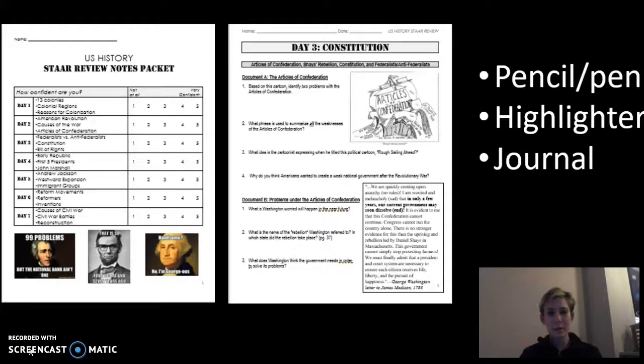Hi guys, welcome to day 3 of your STAAR review. Before you get started, make sure that you have your long-term notes packet, your day 3 Constitution handout, a pen or pencil, a highlighter, and a journal.